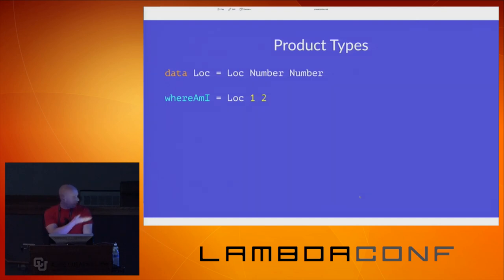Okay, so that's how you define one of these things. And now, whereAmI is an element in the set Location. And so in any function that maps from Location to something else, you can feed that function whereAmI, because whereAmI is an element of the set called Location. So go back to that visual illustration at the beginning, and you can see that emerging from what I'm talking about now.